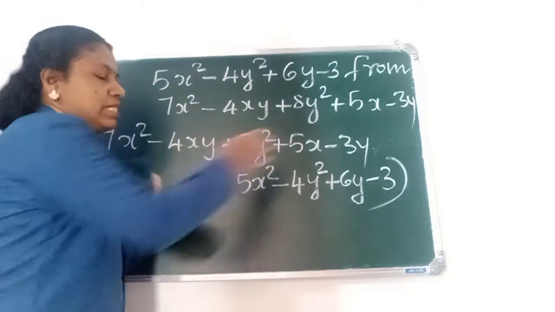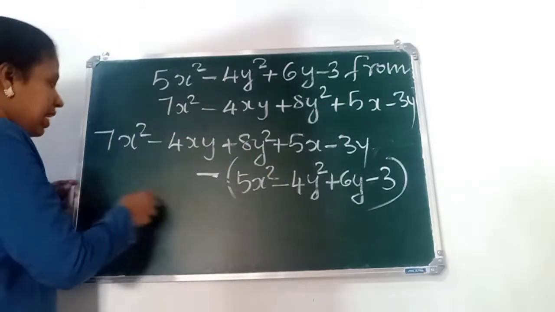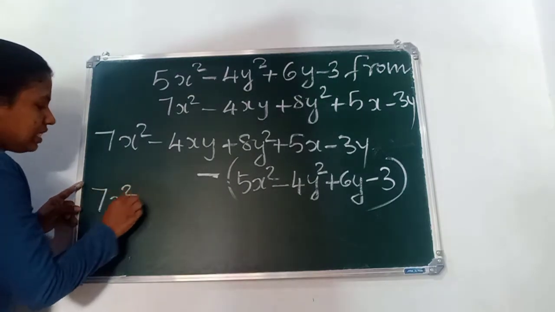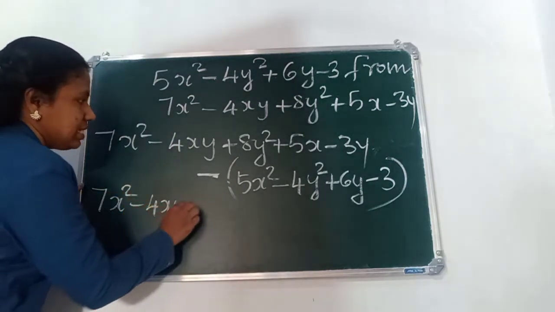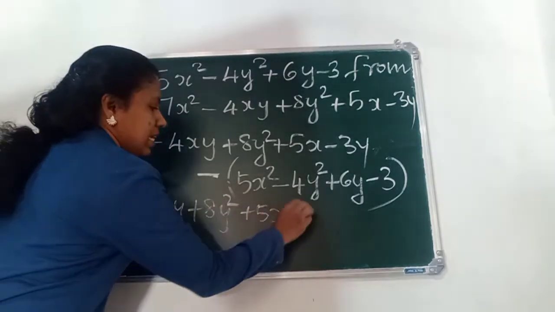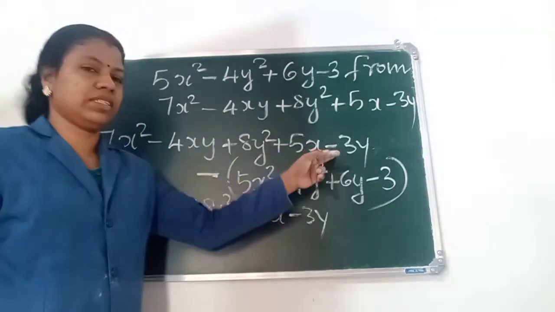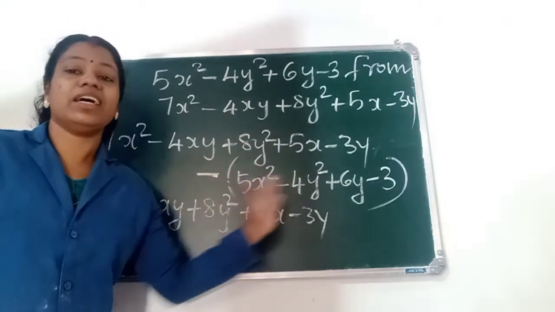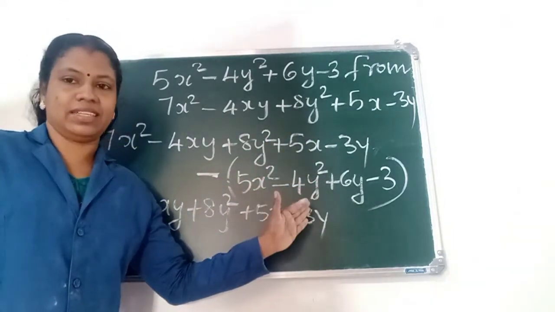So first, write the same expression. Do not change any term. Just write the first expression the same: plus 5x minus 3y. Same expression.